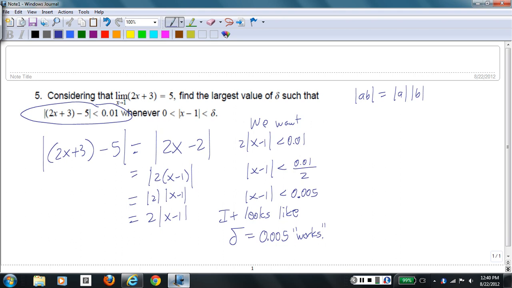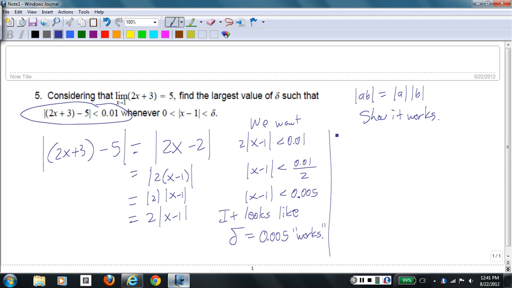And by works, it simply means that whenever x is within 0.005 units of 1, then f of x, 2x plus 3, is within 0.01 units of 5. Now, show it works. No, the homework problem didn't say show it works. It just said find the delta. But if we find it, we want to be confident that it actually does work.